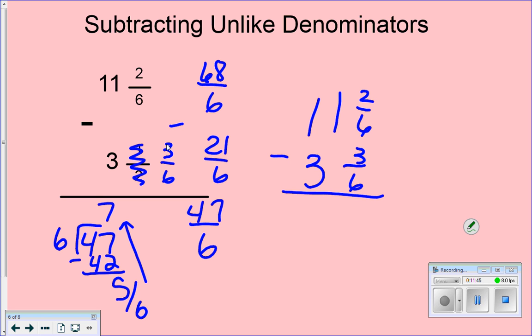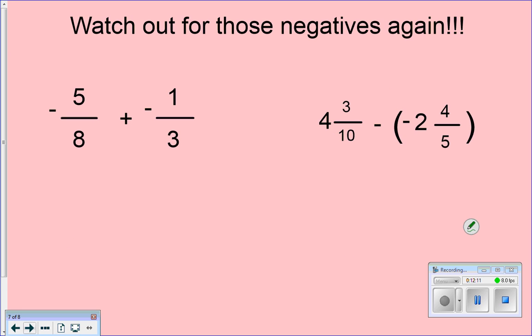Yep. So some people can do it like this, ladies and gentlemen. Borrow, right? And then that becomes 6 over 6, and then you can do 8 over 6. You get 7 and 5/6. That's a way too. Then you do it your way. Let's talk about some negatives quick, and then we'll do some practice problems, all right?